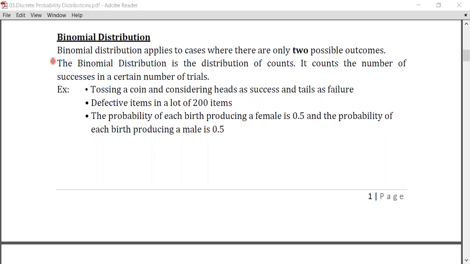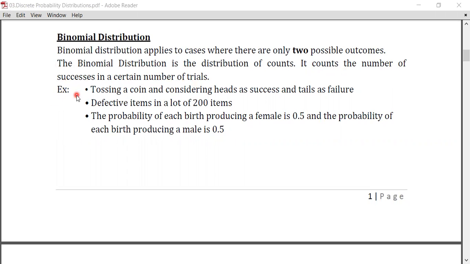Therefore, the binomial distribution is the distribution of counts. It is because we are using counts when dealing with binomial distributions, and it counts the number of successes in a certain number of trials. In the previous video also I told you about this. Therefore, in the binomial distribution, we are counting the number of successes among a certain number of trials.